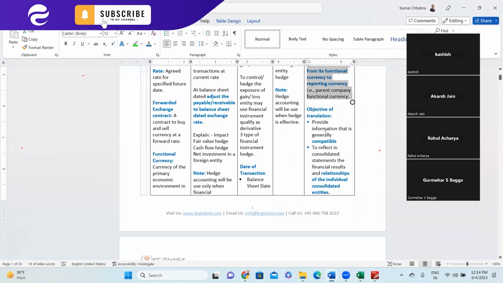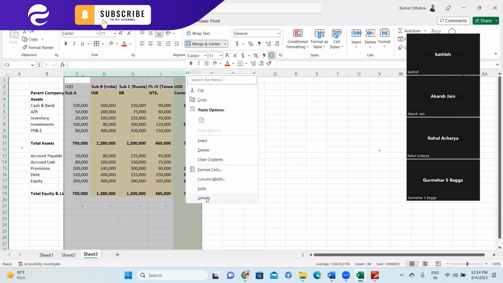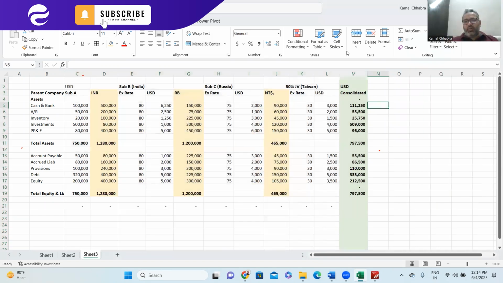So this is what it means. Provide the information that is generally compatible to reflect the consolidated statement, the financial result, and relationship to the individual consolidated entity. So here you see, now you have individual company detail as well as consolidated detail, right? Here you can make a comparison and you can do different permutation and combination.